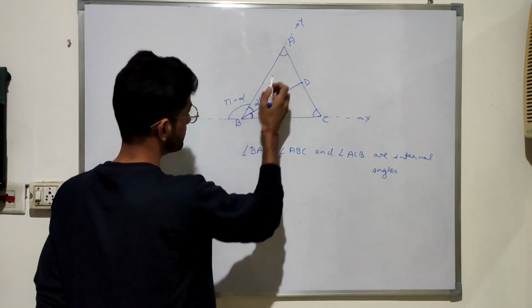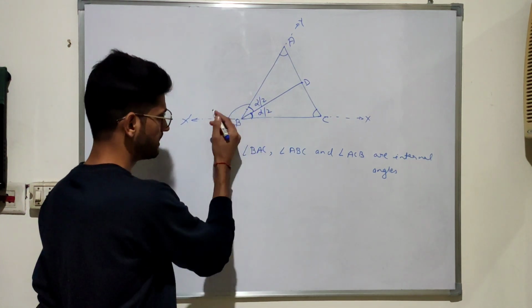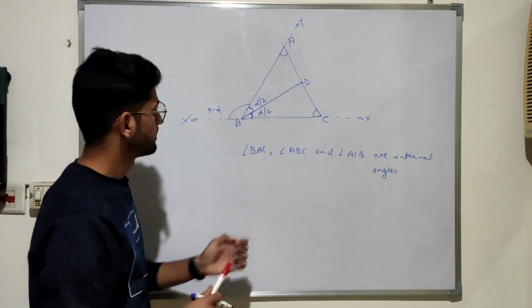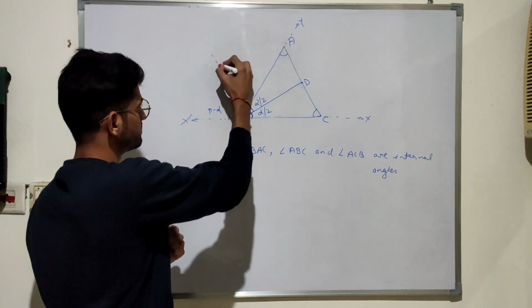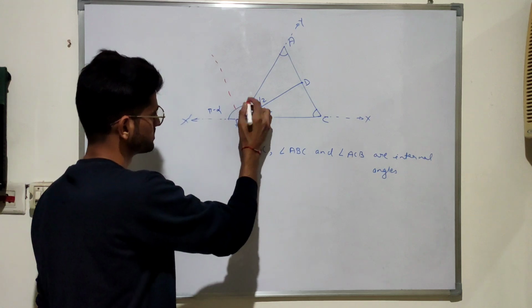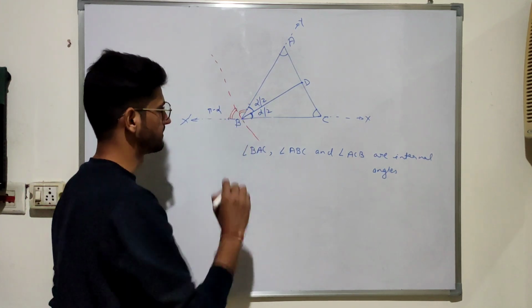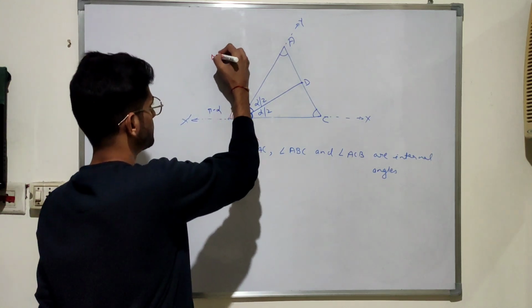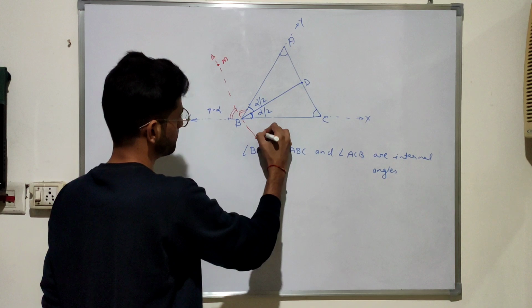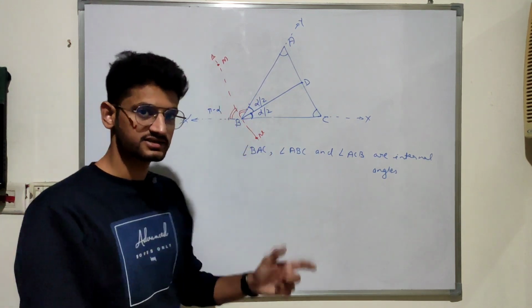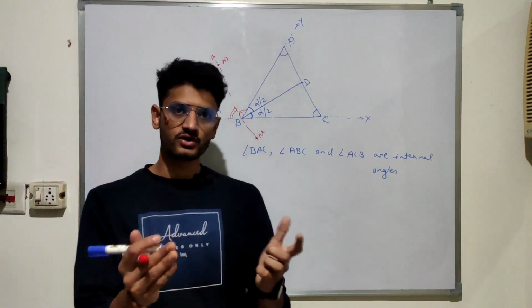Similarly, if we have any line which is dividing angle ABX into two equal parts, suppose this angle is equal to this angle. Suppose this is line L, and two points are there, M and N. Then MN is going to be known as the external angle bisector. The reason is that it is dividing an external angle into two equal parts.